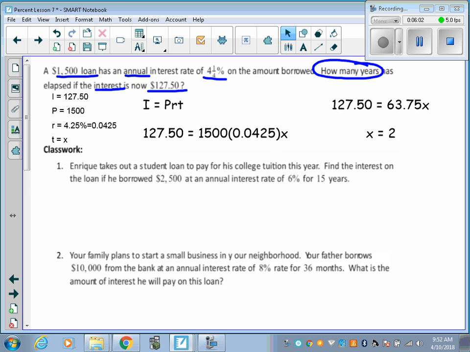So when we plug everything in, we've got 127.50 equals 1,500 times 425 ten-thousandths times X. We multiply 1,500 times 425 ten-thousandths, and this is where we get 63.75, or 63 and 75 hundredths. So to solve for X, we divide both sides by 63.75, and we get X equals 2. So you could have the loan for 2 years and pay that amount of interest, $127.50, so that you could have that $1,500.